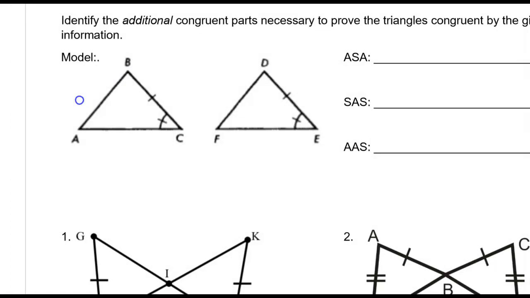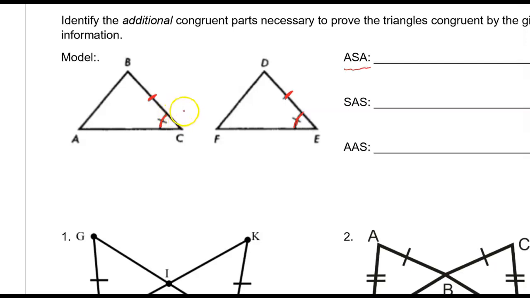Identify the additional congruent parts necessary to prove the triangles congruent by the given information. So given this diagram here, I only have two congruent statements. I have this side congruent to this side, and I have this angle congruent to this angle. That's only two things. To prove triangles congruent by angle, side, angle, I need another angle. So where's that angle going to be?